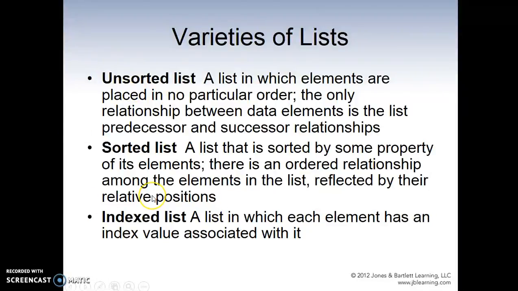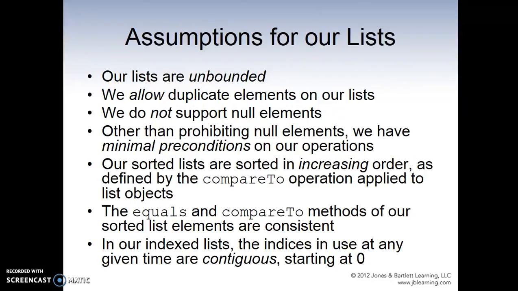And there are three types of lists: unsorted, sorted, and indexed. Unsorted means the list is not in order, while sorted is a list in order. Indexed means we have an index to identify the element, like the ID of the user can be an index. Alright, so the list that we will look at is unbounded. That means the size is not limited. We can insert as many as we wish to the list.